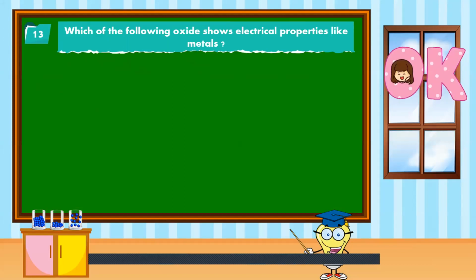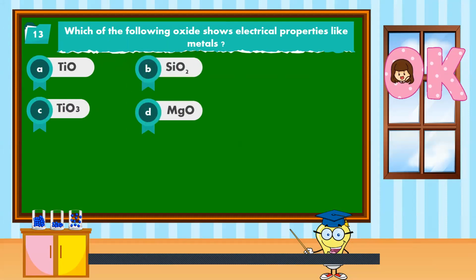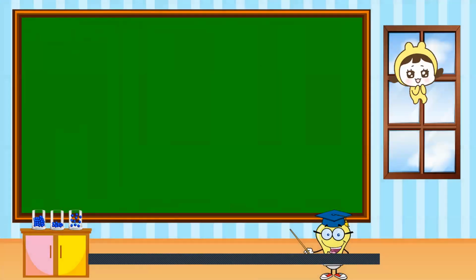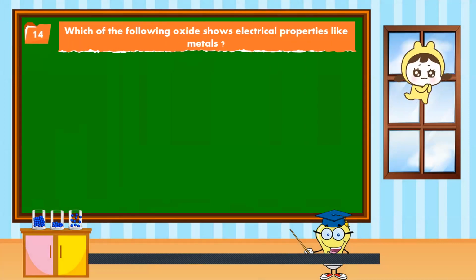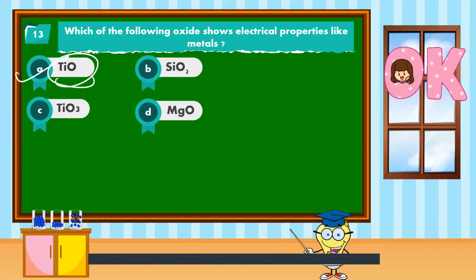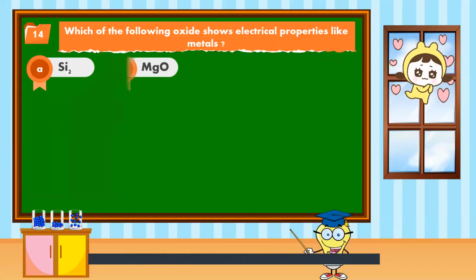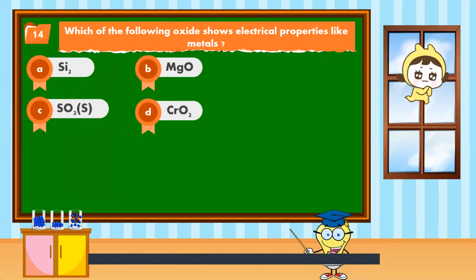Which of the following oxides shows electrical properties like a metal? The trick box I have given you, right? You should keep that in mind: TiO, SiO2, MgO, TiO3. In this, which one shows the electrical properties? What is the answer? TiO shows the electrical properties as per the trick box I have given you. Which of the following oxides shows the electrical properties like metals?